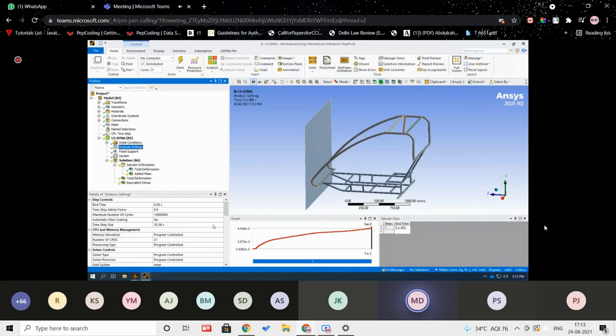And if you're not using this setting from here, if it is no, then your solver will follow this time step. But in the analysis, for the safer side, we have put a safety factor of 0.9. So with this time step multiplied by 0.9, the solver will follow this time step.